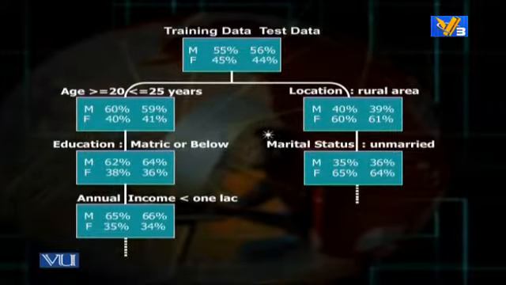Secondly, marital status can prove to be another factor. Marital status, if unmarried, then males 35% and females 65% in the training data, and in the test data, males 36% and females 64%. So you can see that in this fashion there can be a particular pattern that would be evolving in relation to females. And there can be other different variables. I have just confined myself to these few variables. There can be a variable called religion, a variable called profession, and so on.